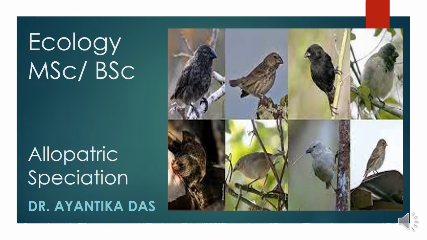Allopatric speciation. Allopatric speciation is the formation of new species due to a geographical barrier. Now, this geographical barrier can be a huge expanse of water, a mountain, or a glacier. Allopatric speciation basically occurs due to a geographical barrier, so it's also called geographical speciation. It is the most commonly and very popularly studied form of speciation.